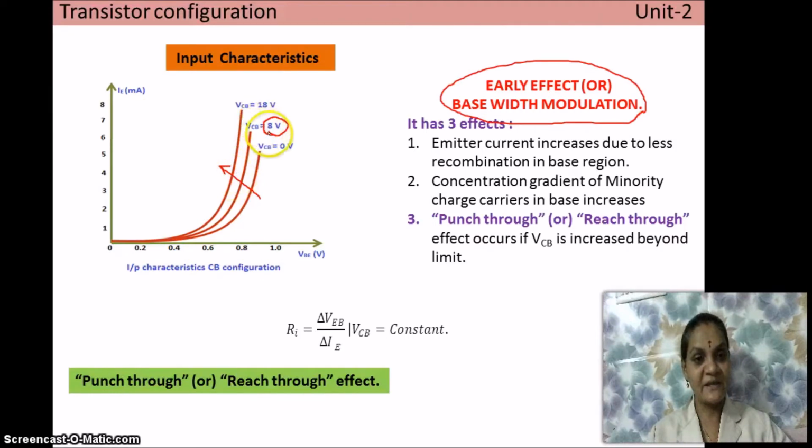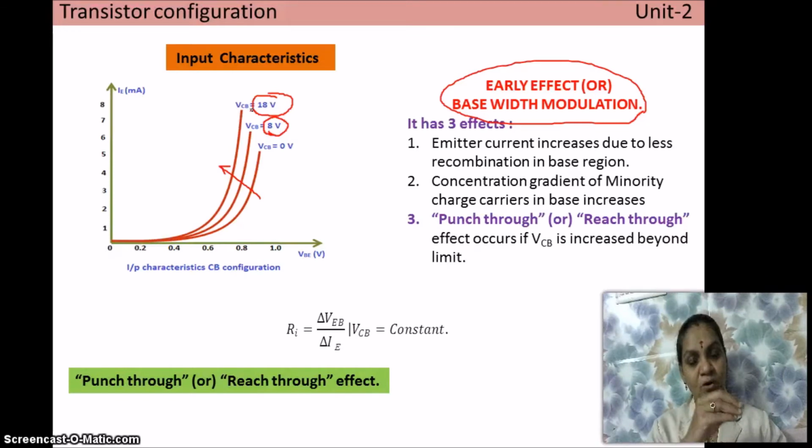Right? And again, if I further increase the reverse bias voltage from 8 volt to 18 volt, the depletion region still penetrates more deeply into the base region. So the effective base area decreases further, and at the same time, only very few charge carriers are available in the base.